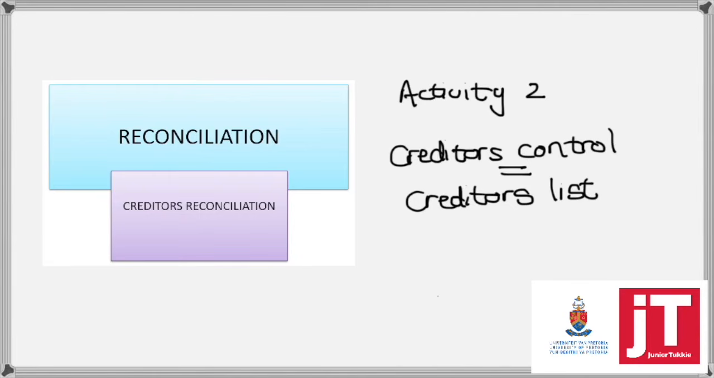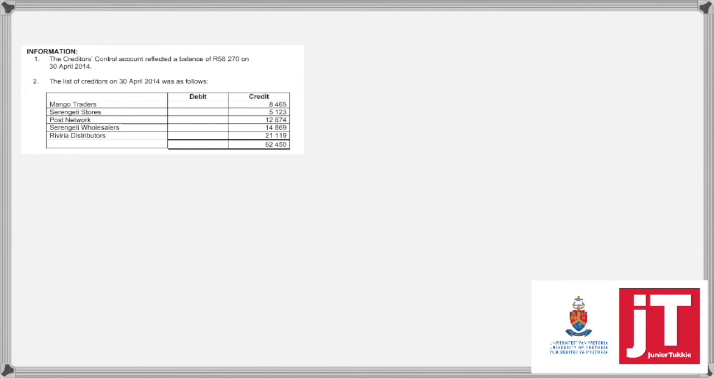But we all know that mistakes do happen. So this is why we need to reconcile, to see what those mistakes are and fix them. If I look at the information provided, the creditors control account reflected a balance of 58,270 on 30 April 2014. The list of creditors on 30 April 2014 was 62,450. So there's a difference, and now we need to look for those differences to correct it.